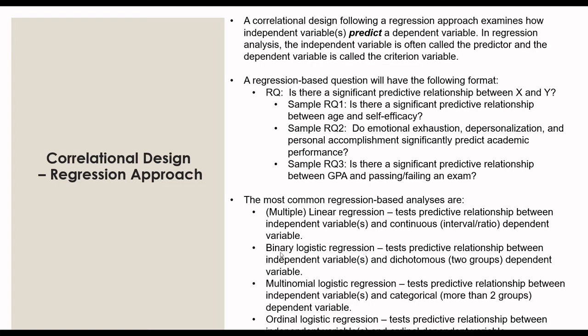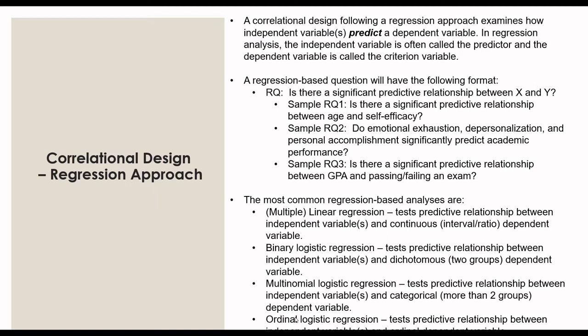And then you have a multinomial logistic regression, which takes the same idea of the previous example, a binary logistic regression, but it's used when you have more than 2 groups. So instead of pass fail, say we swapped that variable with ethnicity. If you're trying to predict if GPA can predict what ethnicity someone is, Black, white, Asian, Hispanic, something like that. If you have 3 or more groups, you use a multinomial logistic regression.